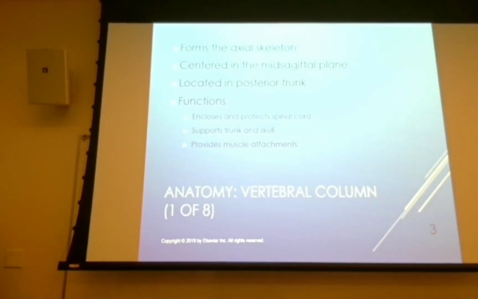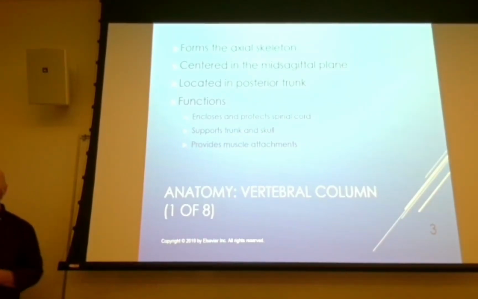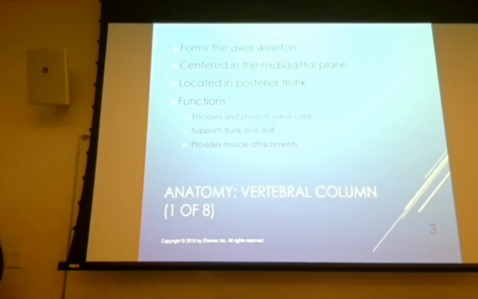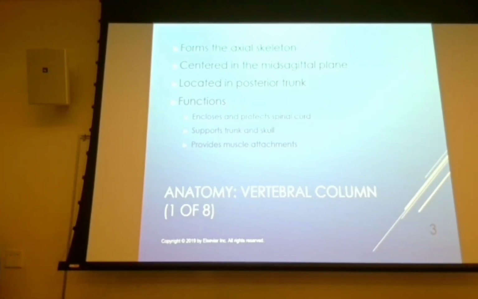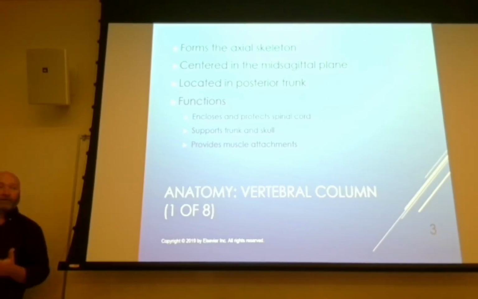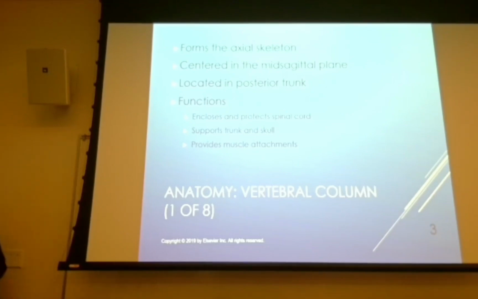So the vertebral column forms the axial skeleton. For the most part, centered mid-sagittal plane. There are some deviations that we're going to talk about. We'll talk about scoliosis, and we'll talk about primary curvatures, secondary curvatures, and we'll also talk about compensatory scoliosis, which is not a pathology. We'll talk about compression fractures and how that introduces, in some cases, some scoliosis as well.